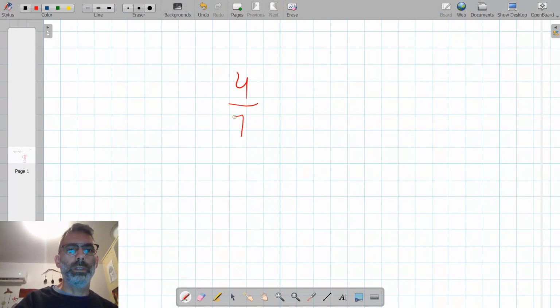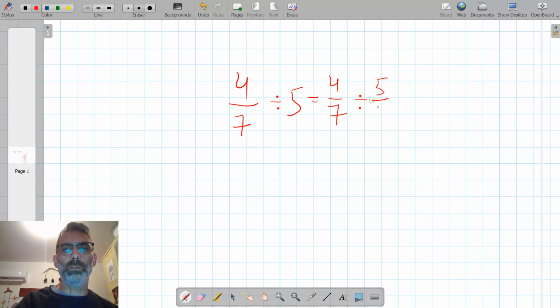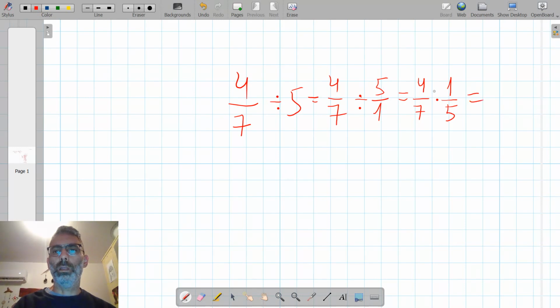4 sevenths divided by 5. It's the same thing as 4 sevenths divided by 5 over 1. And we multiply 4 sevenths by the reciprocal of 5 over 1, which is 1/5. Then we get 4 over 35.